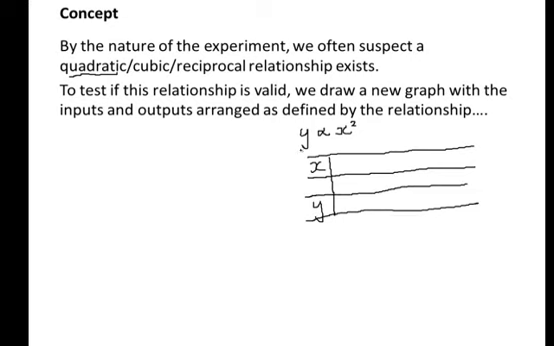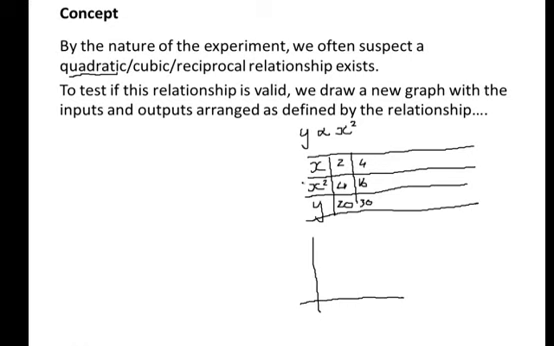Now, what we do is we'll say, right, because we suspect it's X squared, we'll draw a new line on the table and we'll evaluate X squared. So for each X value, say if X is 2, X squared is 4, X is 4, X squared is 16, etc. And we'll have Y values here already recorded from the experiment, something like that.